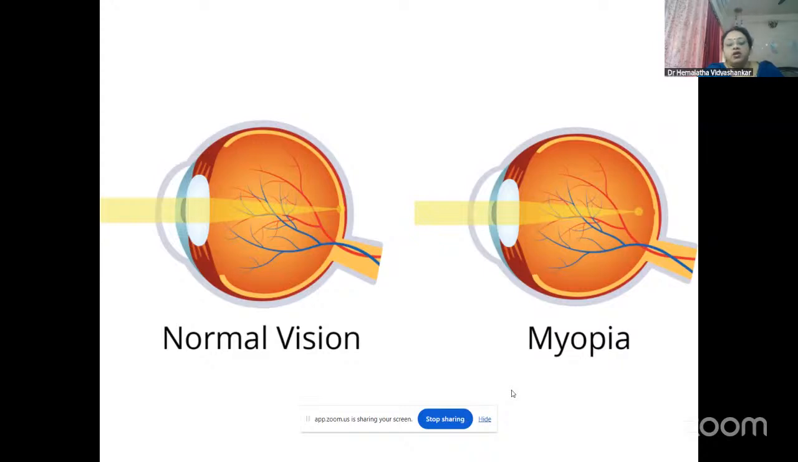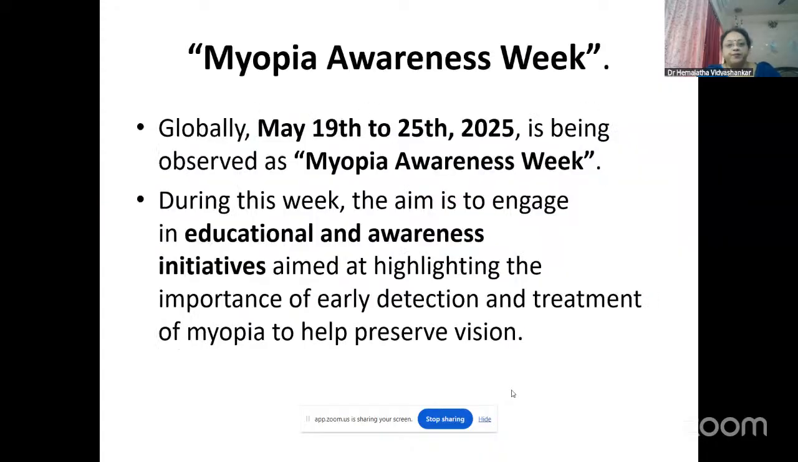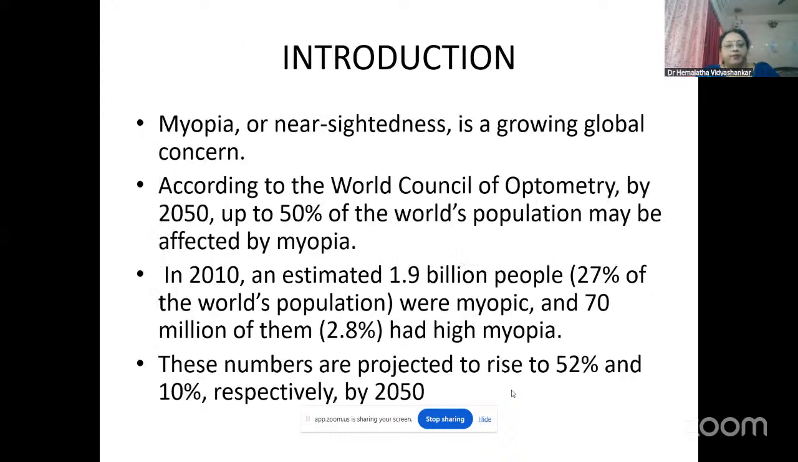So sometimes when a child is only looking at objects inside the room or only sitting in the front bench and looking at the blackboard, they may not realize it. But when they go towards the end of the class or from the back bench, they are not able to see very clearly. This particular week, May 19th to 25th, is being observed as Myopia Awareness Week. Now, the main purpose is to educate and create awareness about myopia and also the initiatives which are aimed at highlighting the importance of treatment of myopia.